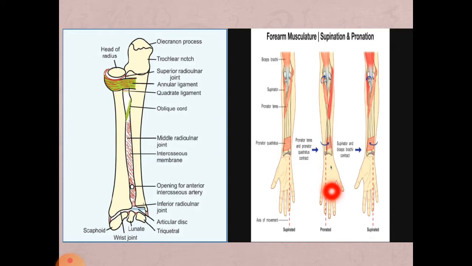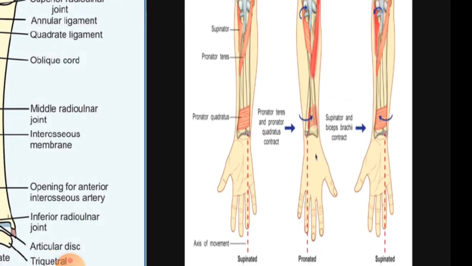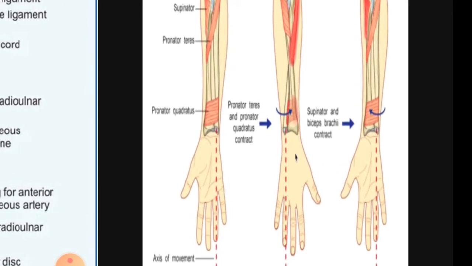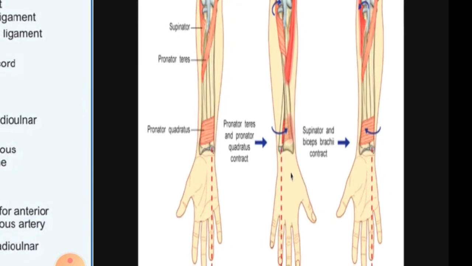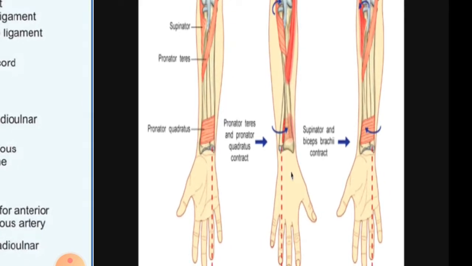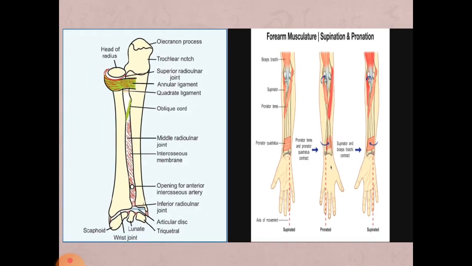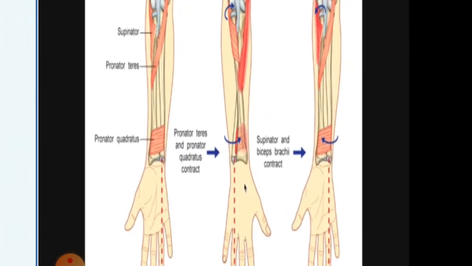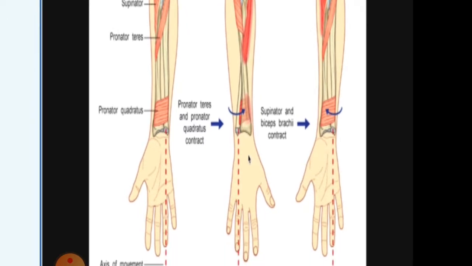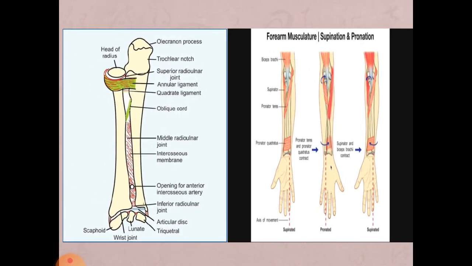So in this image, the palm is facing downwards, or we can say that palm is in the pronation phase, and the muscle that is involved for the pronation is the pronator teres and the pronator quadratus. When they both contract, then the pronation will occur at the forearm. And for the supination, you have the supinator and the biceps brachii muscle. When these two muscles contract, then the supination will occur at the forearm.